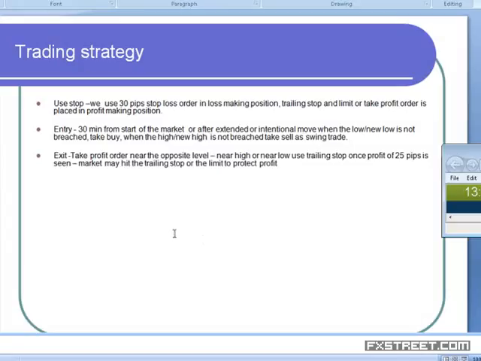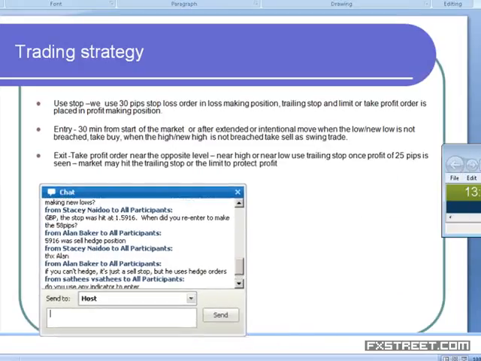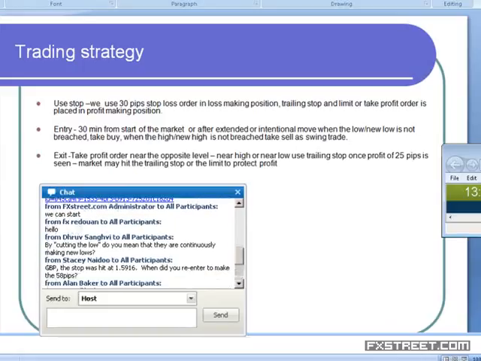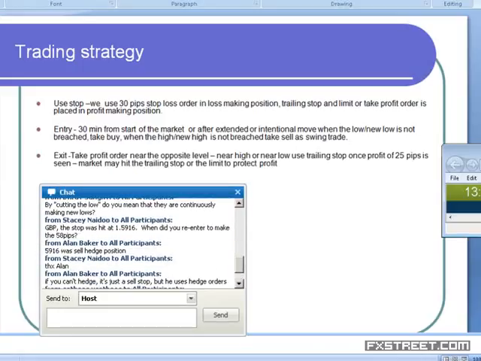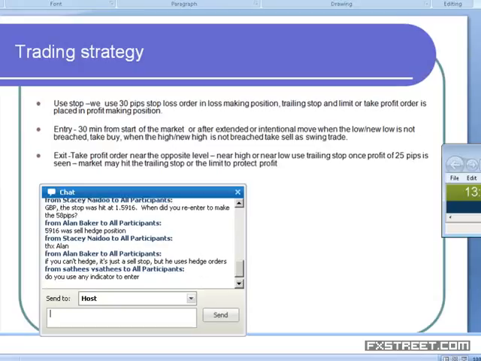Okay, then Stancy. GBP, the stop was hit at 59.16. When did you re-enter to make 58 pips? No, it is not a stop. It is actually the hedge order. In MetaTrader platform, it is referred to as sell stop. And sell stop is different from that of a normal stop. So a sell stop is filled in the same currency pair.